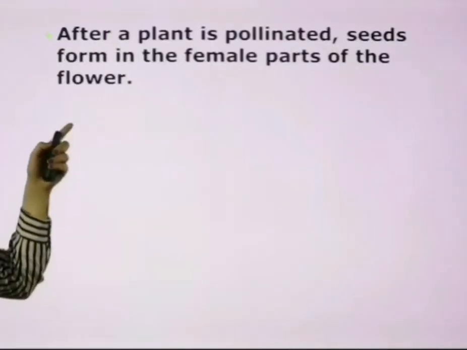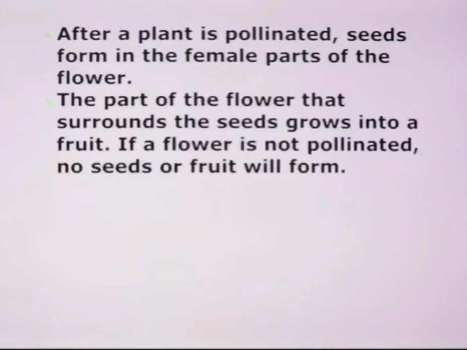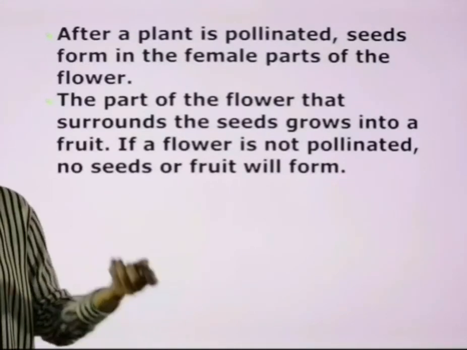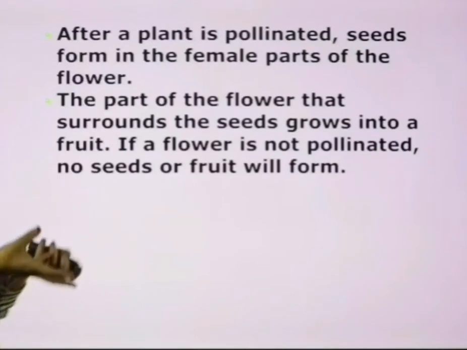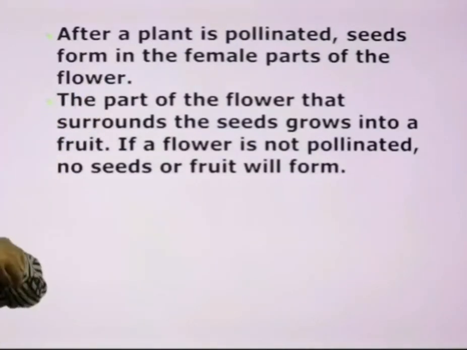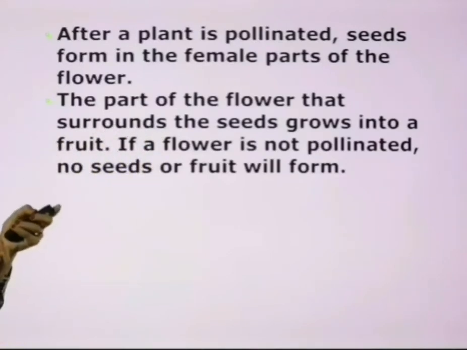After a plant is pollinated, seeds form in the female parts of the flower. So now the pollens arrive at their destination, from this plant to this plant. Now what will happen to these pollens? These pollens will go to the female part, and then they will form seeds, or they will make new seeds. The part of the flower that surrounds the seeds grows into a fruit.